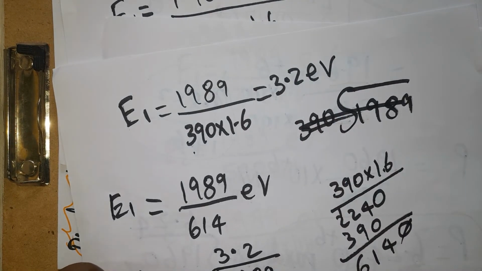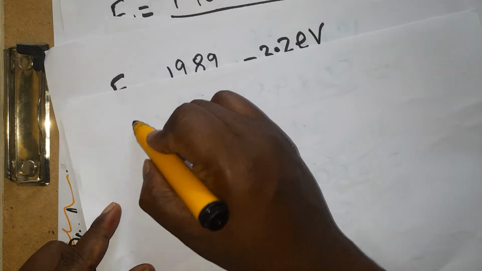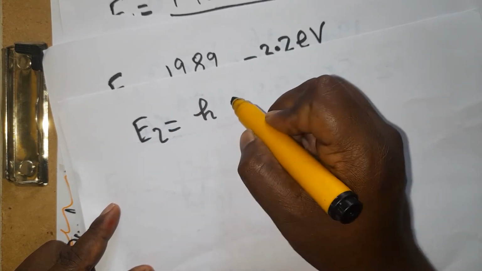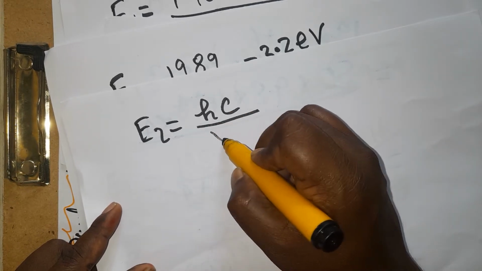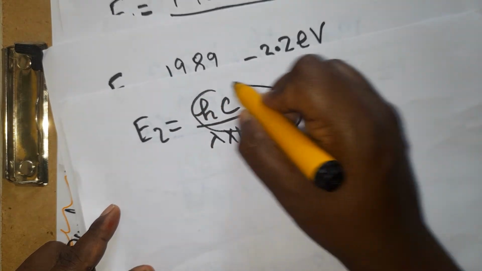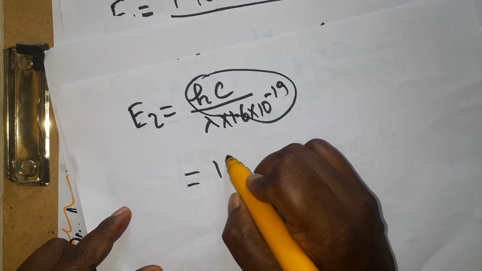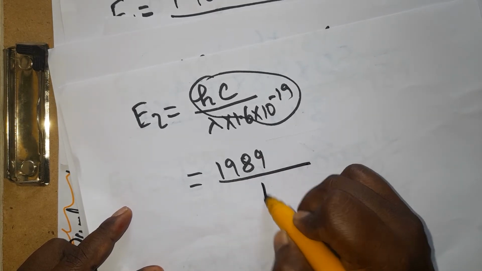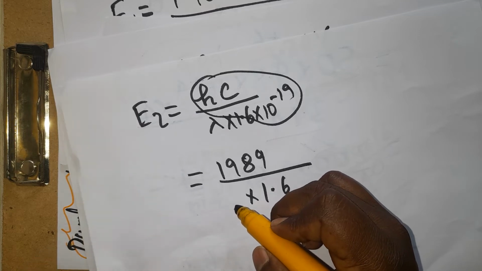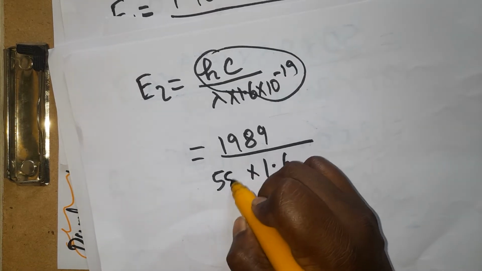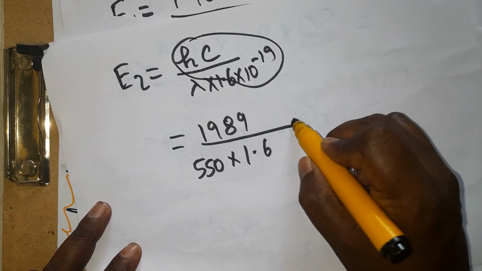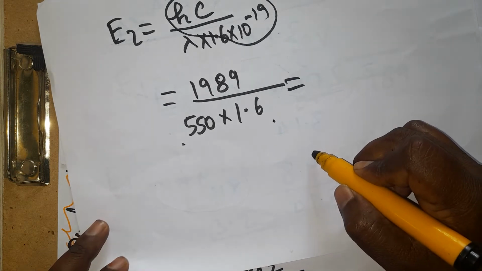Now E2. What is the wavelength for E2? The same formula, hc divided by lambda into 1.6 into 10 power minus 19. Everything I calculated, including the nanometer, gives 1989 divided by 1.6. Here you should multiply with wavelength 2, which we already know is 550, called the yellow-green wavelength. First we do the multiplication of these two.